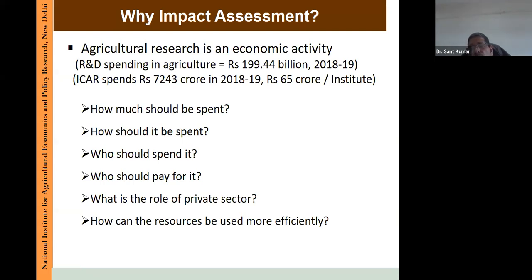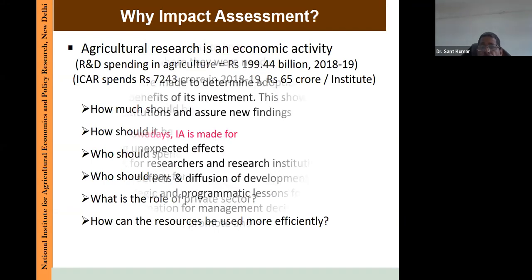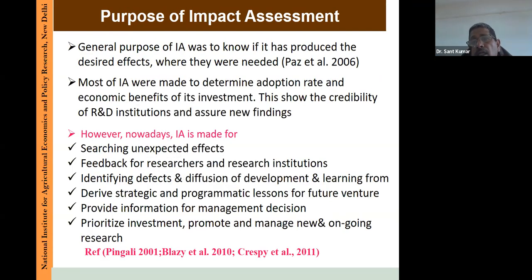How much resources should we spend? How should it be spent? Who should spend it? Who should pay for it? What is the role of the private sector? How can the resources be used more efficiently? All these are the basic economic questions posed before making the economic impact assessment of any technology, of any investment.